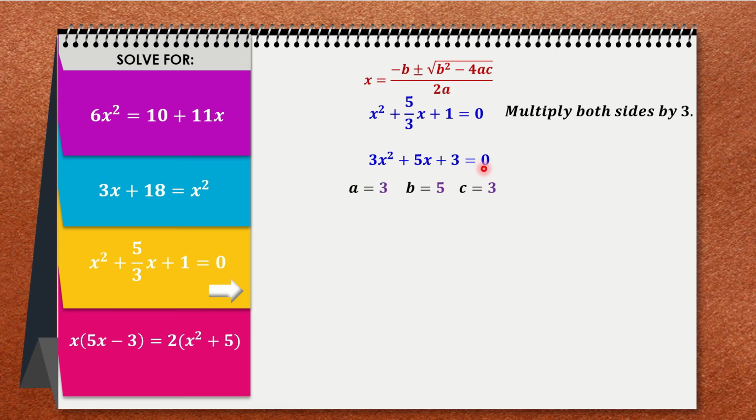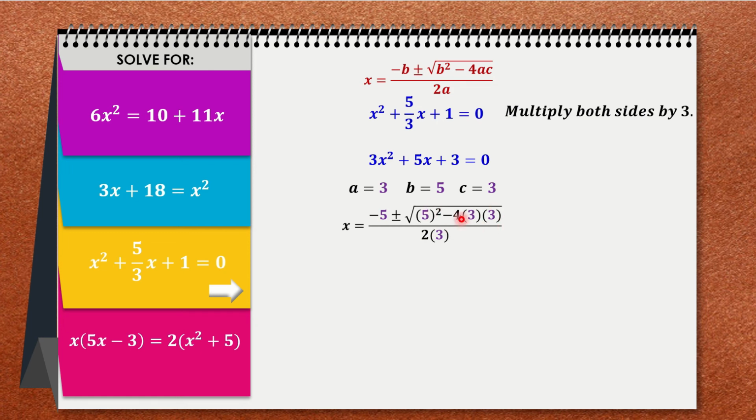Now, let us identify the values of a, b, and c, which are 3, 5, and 3. Substitute the values of a, b, and c. We will get negative 5 plus minus square root of 5 squared minus 4 times 3 over 2 times 3.